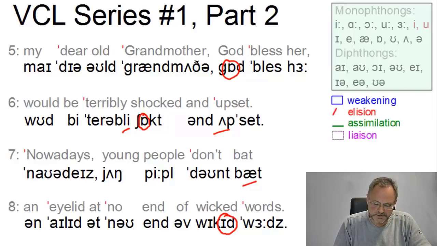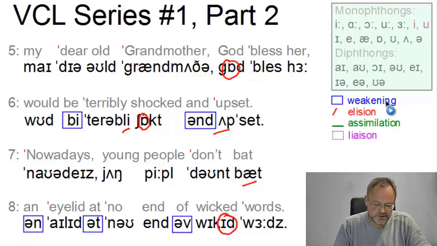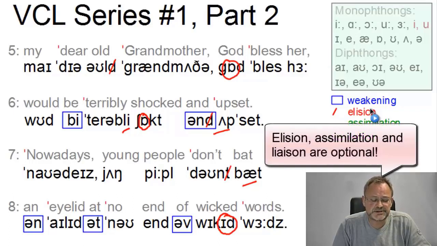Let's now take a look at connected speech effects. First of all, weak forms. So you see the weak forms be, and in line 8. And then quite interestingly, we have some elision effects, but I strongly advise not to transcribe all these effects because they are optional. So elision, assimilation, and liaison are optional.